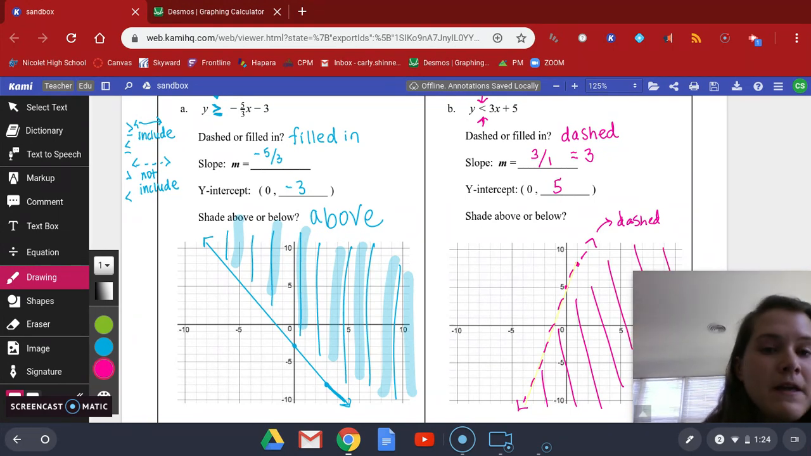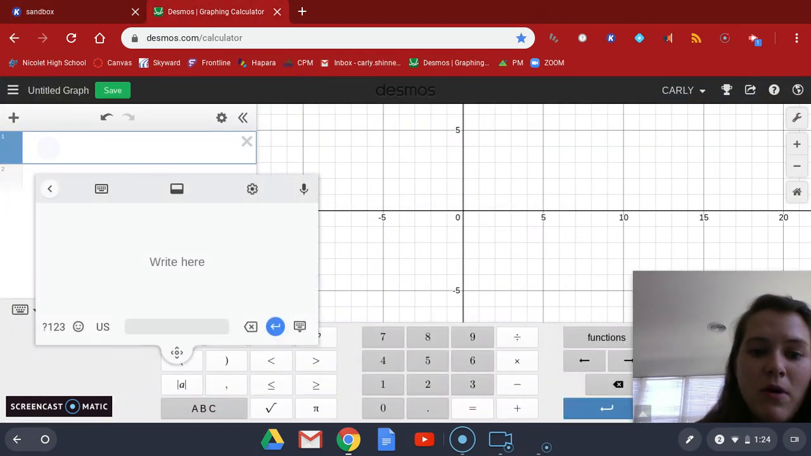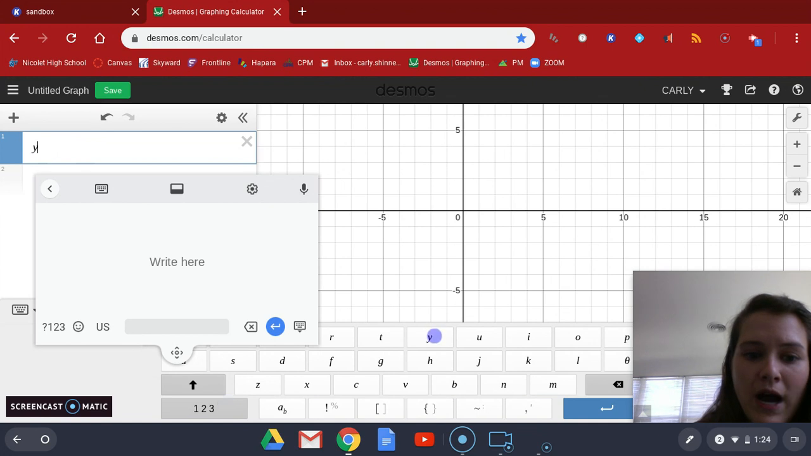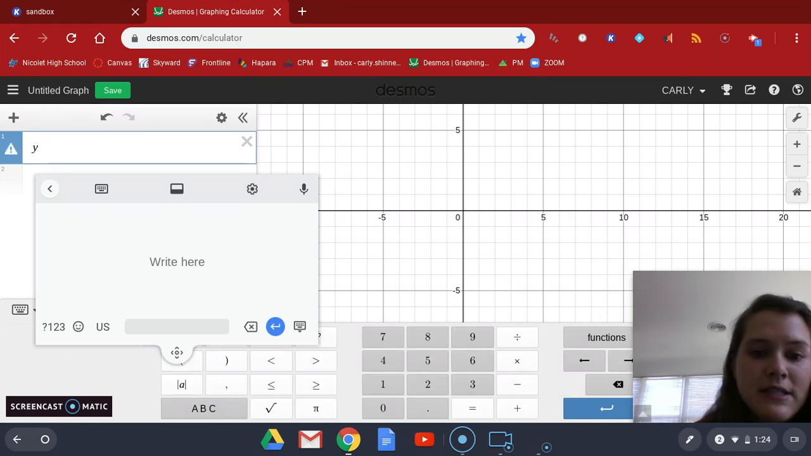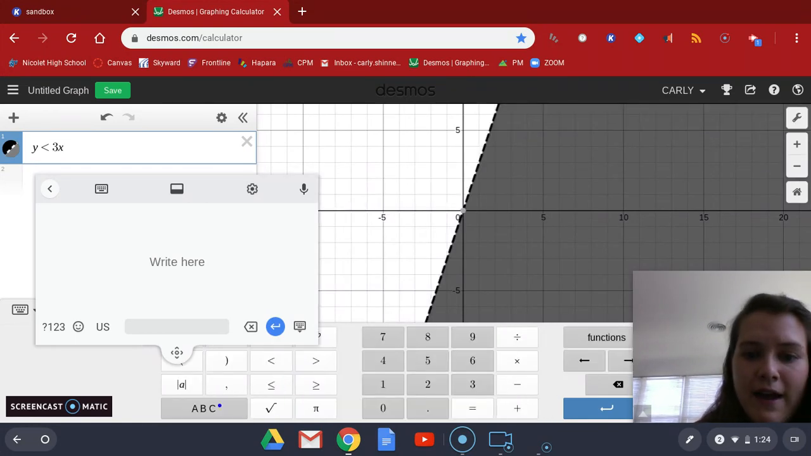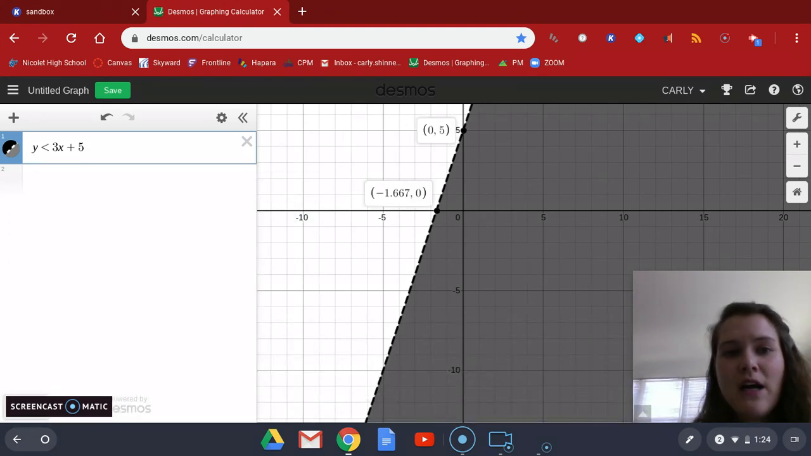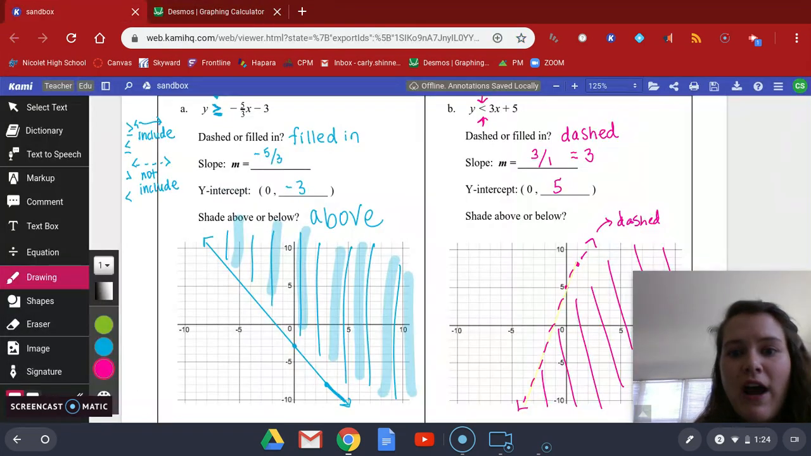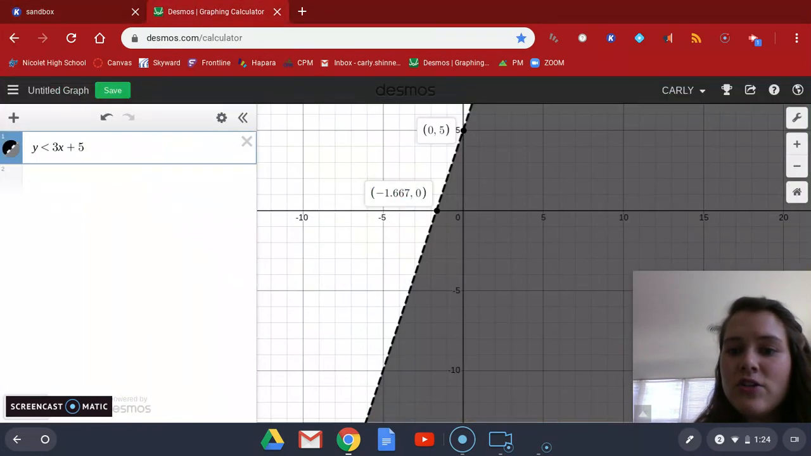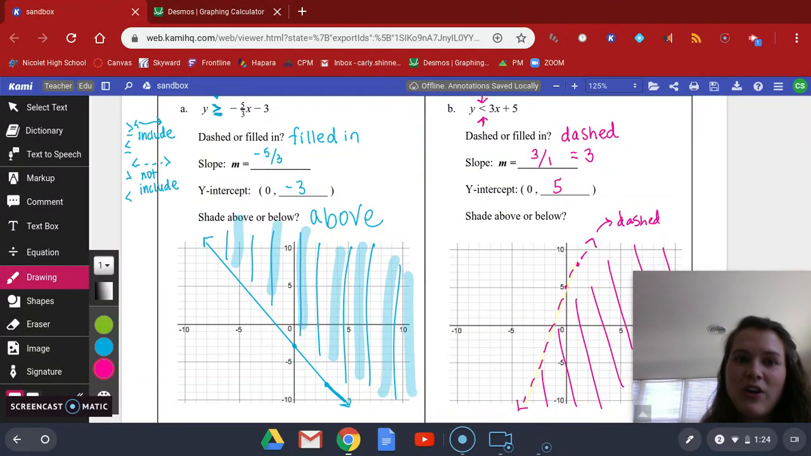Okay. And let's check our work using Desmos here. Y is less than 3x plus 5. Awesome. So we can see the dashed line here. We can see our y and our x intercepts to make sure our graph looks comparable. And sure enough, we're shading below and we have a dashed line. So that looks really great.